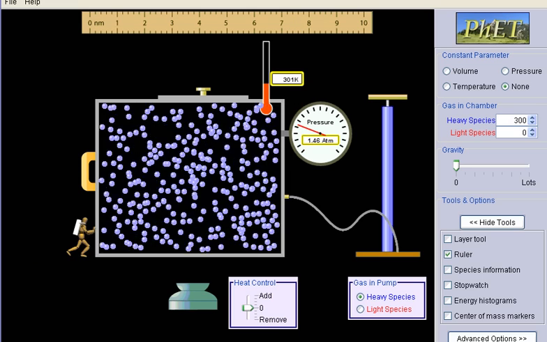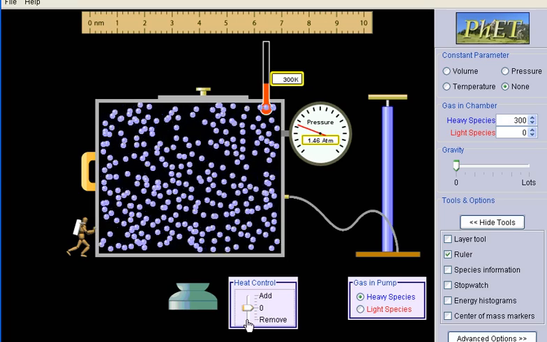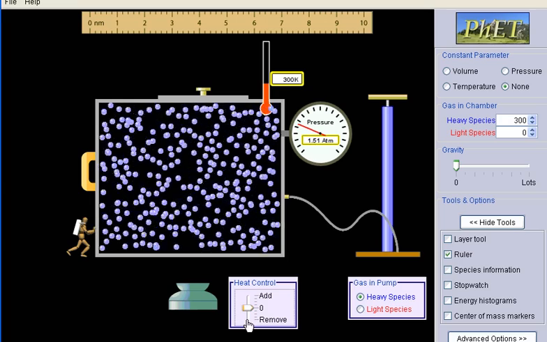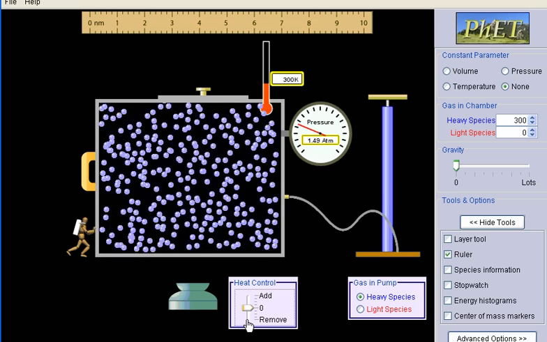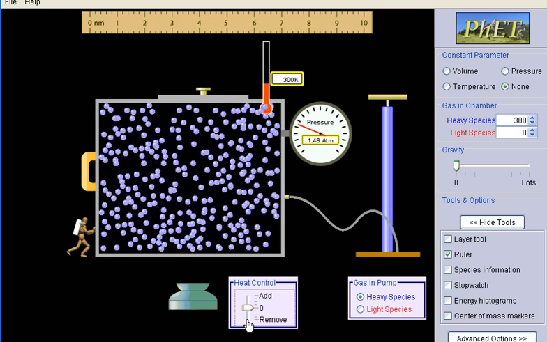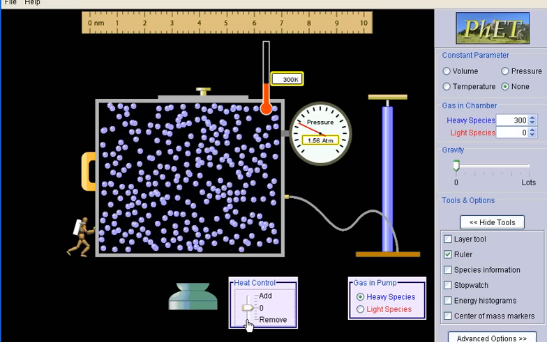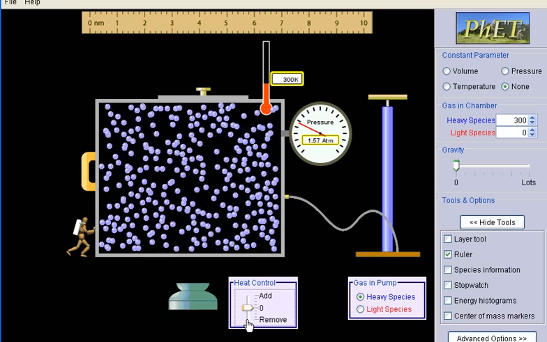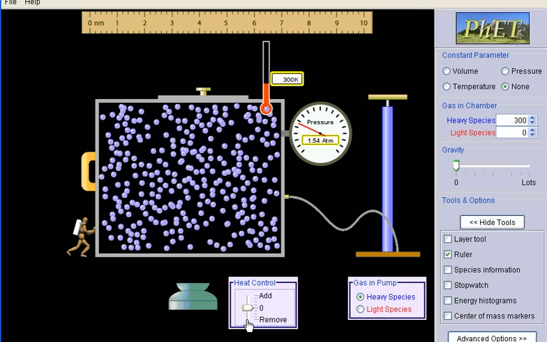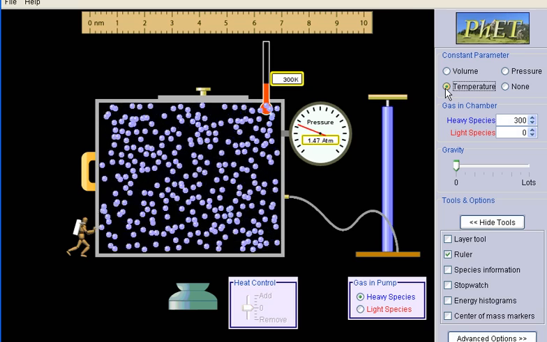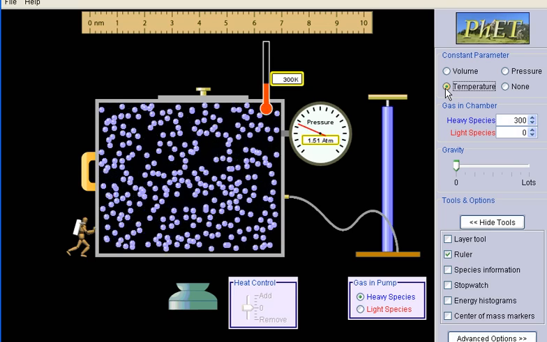Our last trial is going to be: if I keep the temperature constant and I keep the volume constant, what's going to happen to my pressure if I increase the number of moles? Now, you can only choose over in the constant parameter temperature or volume. So what I want you to do is make the temperature constant, because the volume won't necessarily move with the amount of change that we're going to do.